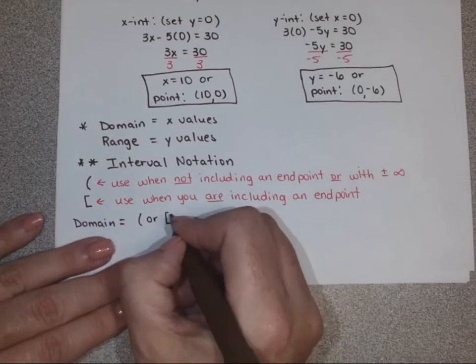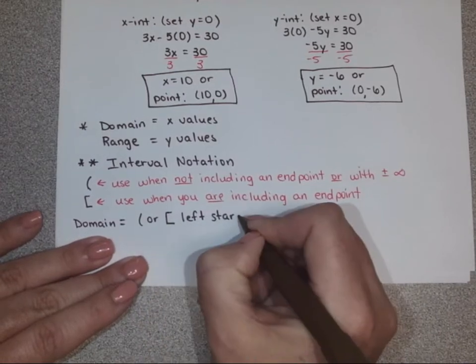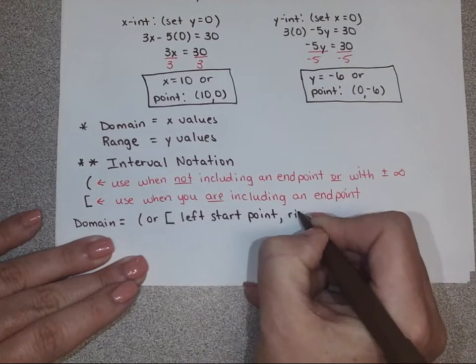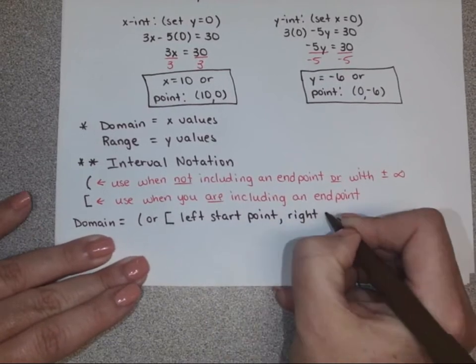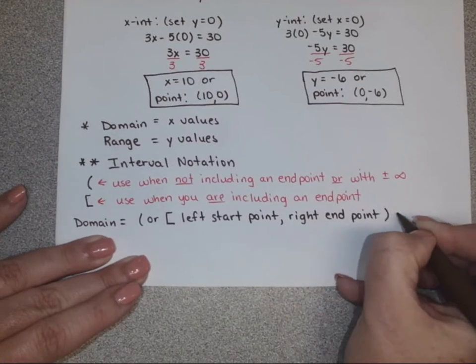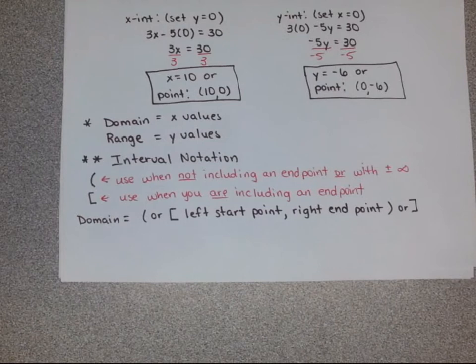And you're going to begin with your left starting point, and then you're going to have a comma, and you're going to end with your right ending point. And again, you're either going to have a parenthesis or a bracket depending on the situation. Okay, so we're going to practice a few of these in just a minute. So for the domain, you only care about x values. So you only look from left to right since the x-axis is the horizontal one.